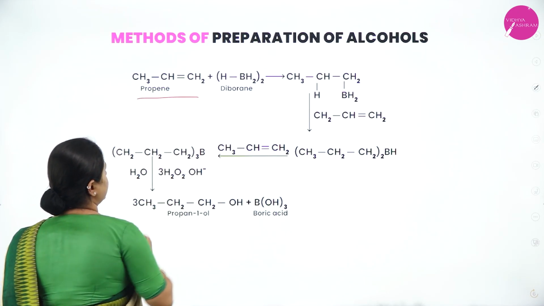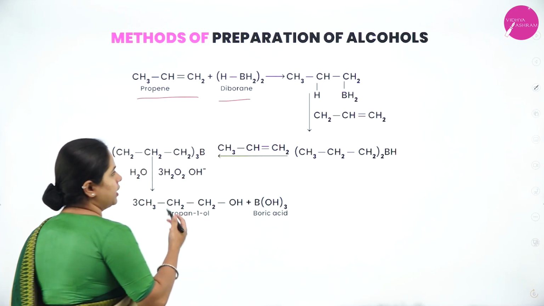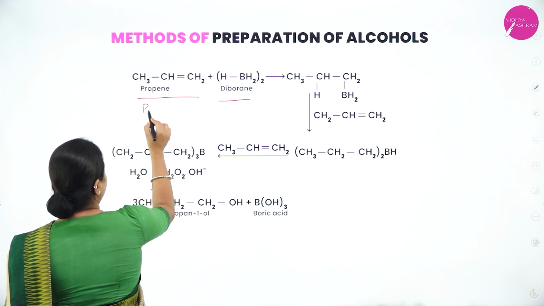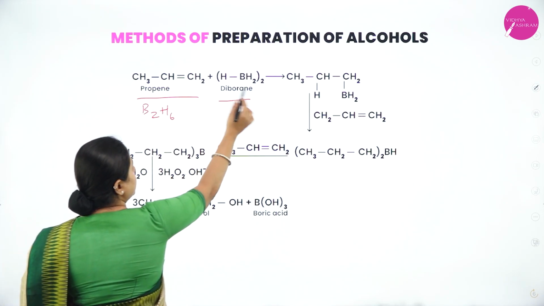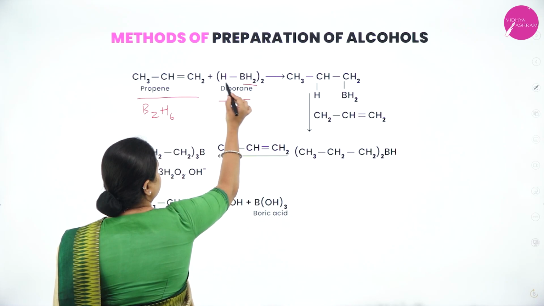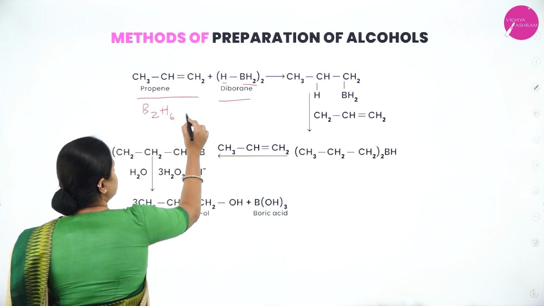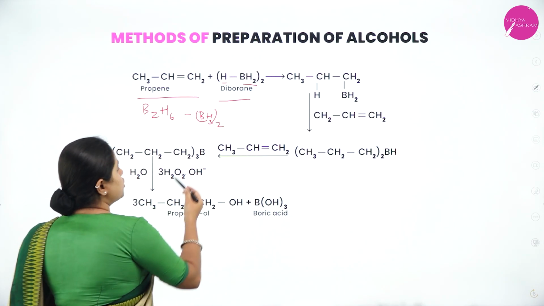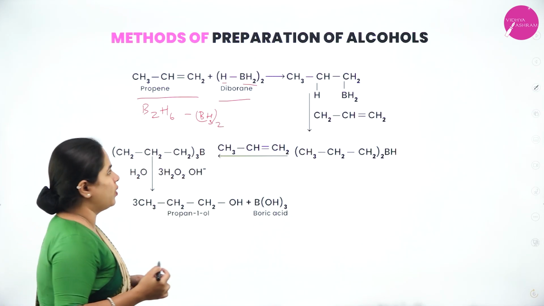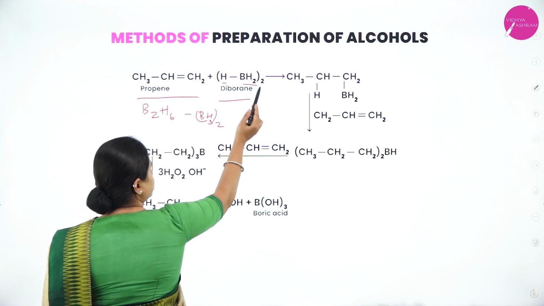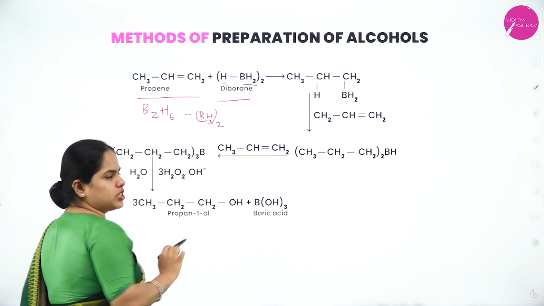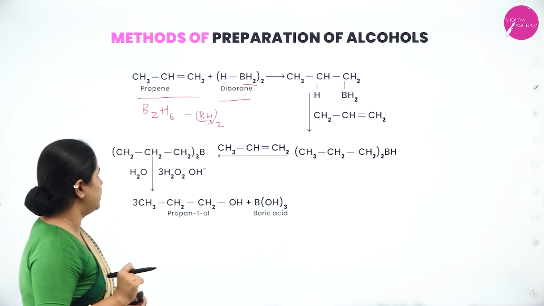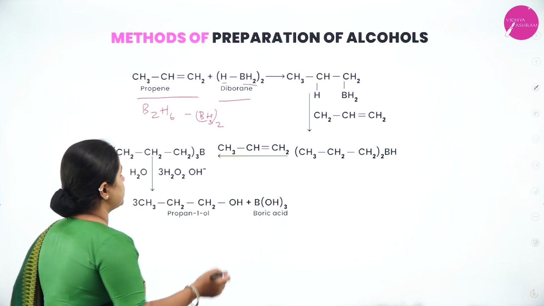So propene is taken here to which diborane is added. This is also diborane B2H6, which is just written in this form. It is BH2 and H means BH3. So this can also be written as BH3 twice. So that is what is written here, BH3 twice, and this hydrogen is just separately written for us to easily understand.